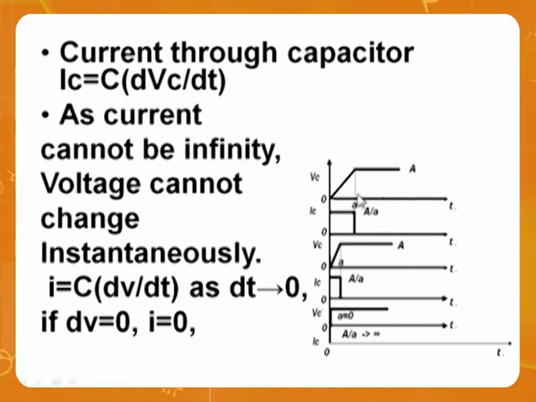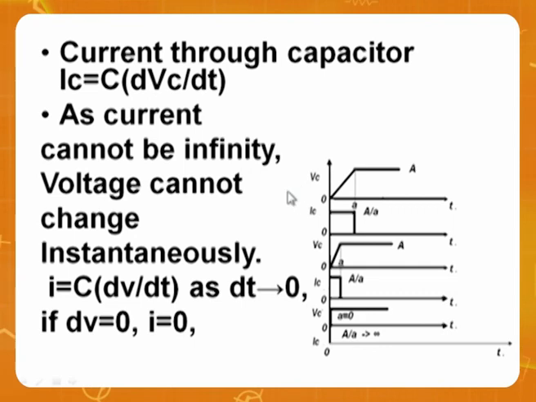When you say graphical, same logic. Look here, IC is equal to C dVc by dt. Now, if voltage is changing, current exists. If voltage suddenly changes, current is infinity. Just like previous, once again.